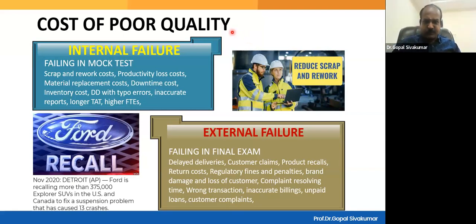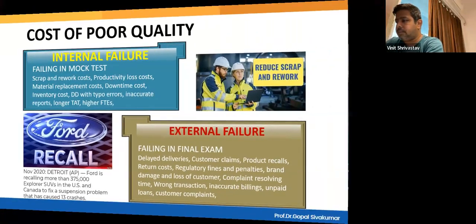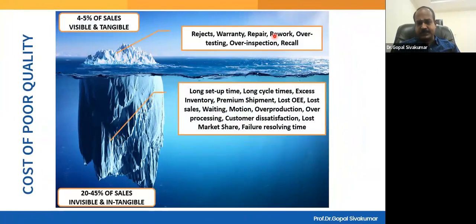So always, we are going to define the literature definition we are discussing, but sometimes the situation might change. We'll be more cautious with respect to external failure than internal failure, isn't it? Right. Yes or no? Yes. All right. So cost of poor quality can be visible. This slide we already discussed, and that is again coming here.